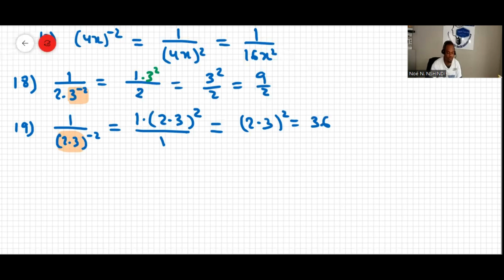Okay, 20. Question 20 says 1 over... I'll leave 20 because it's like 18. I'll leave also 21 because it's like 19, and then we can do 22. I'll leave them for you to practice.